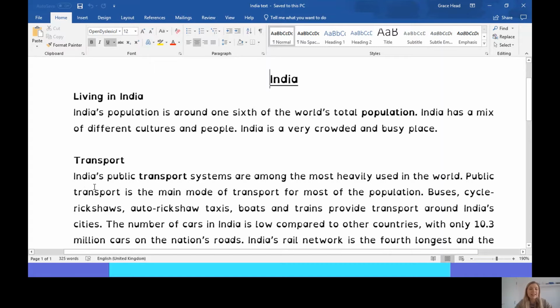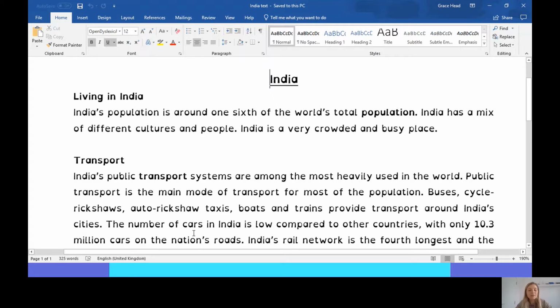Transport. India's public transport systems are among the most heavily used in the world. Public transport is the main mode for most of the population. Buses, cycles, rickshaws and auto rickshaw taxis, boats and trains provide transport around India's cities.